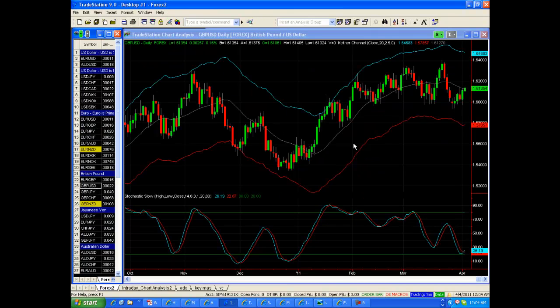All right, let's look at the cable. And you can see nothing here. It's just choppy. I leave this to better people. I don't see a setup here at all. Not saying there isn't one. I just don't see it.